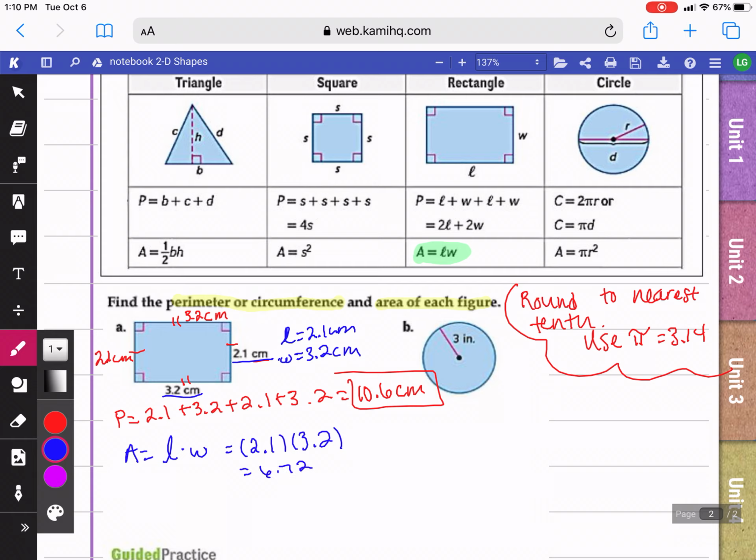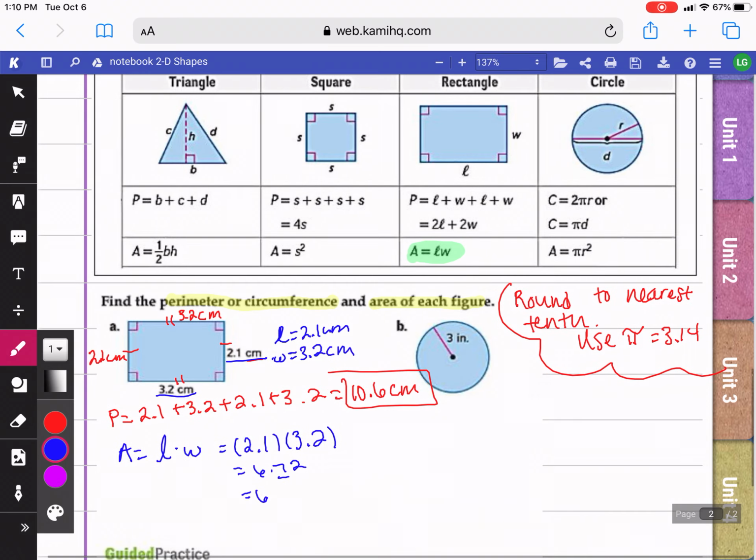We want to round to the nearest tenth, so 1 decimal. Since 2 is small, I'm going to keep this at 6.7. And the units for area are square units. So instead of centimeters, it's centimeters squared.